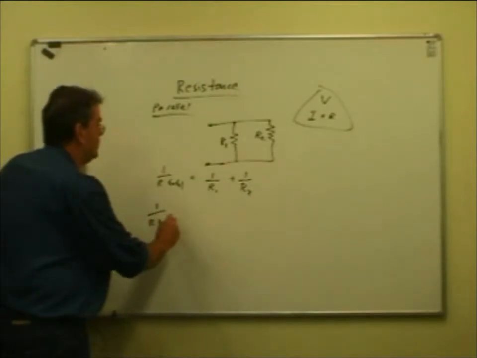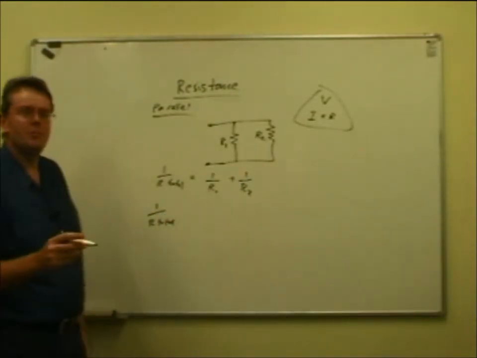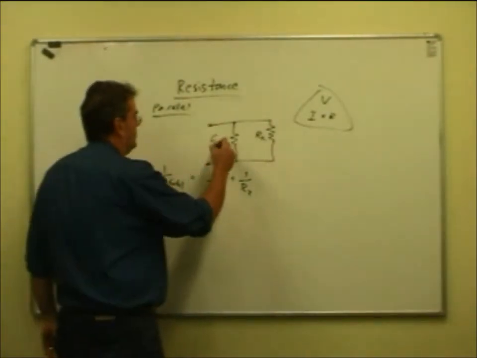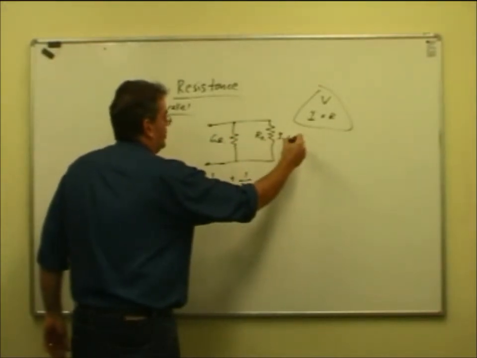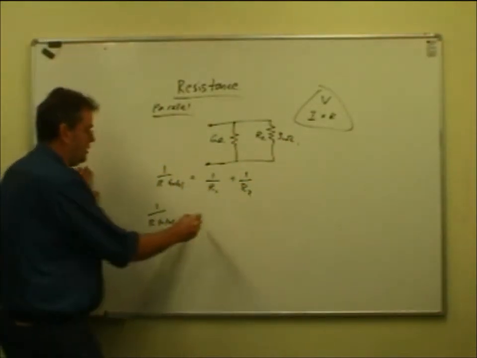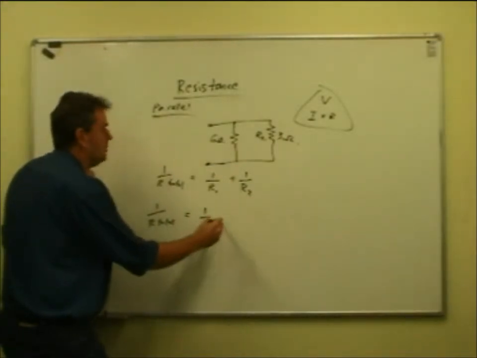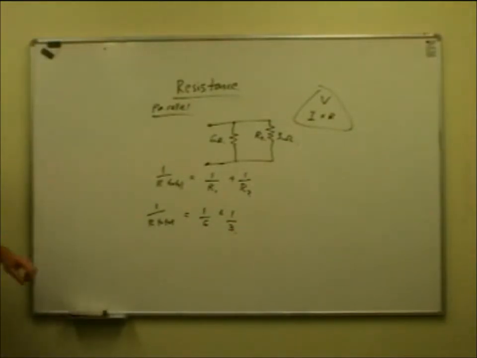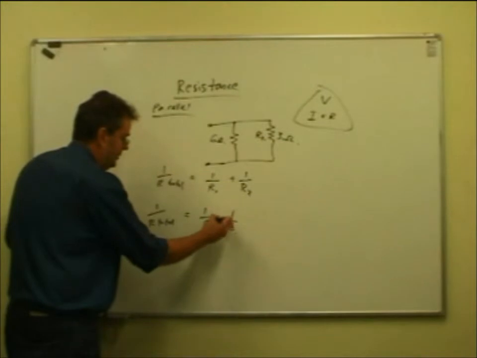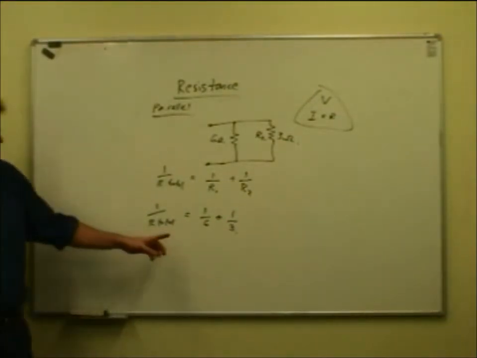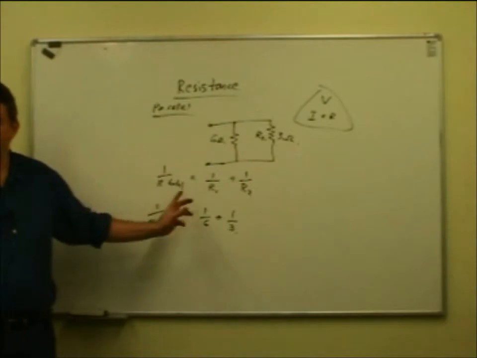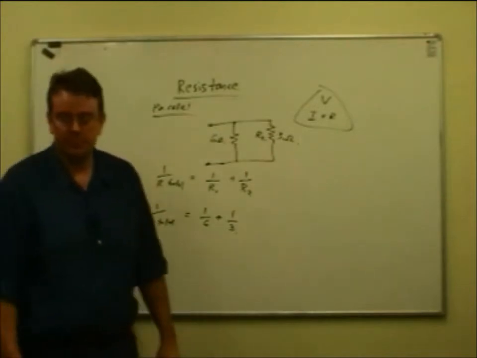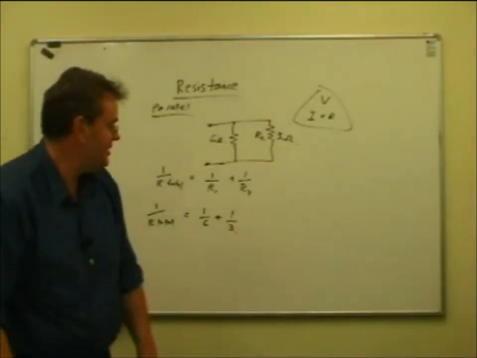1 over R total. Now what did we say earlier before? They were 6 ohms and 3 ohms, wasn't it? And 3 ohms, thank you. So 1 over R total is equal to 1 over 6 plus 1 over 3. Now, if we wanted to work this out, there's two ways we can do it. We can either get a calculator and put 6 and push the reciprocal button, you know, 1 divided by 6, and you'll get the answer. So I'll do that one in a minute, using the calculator.